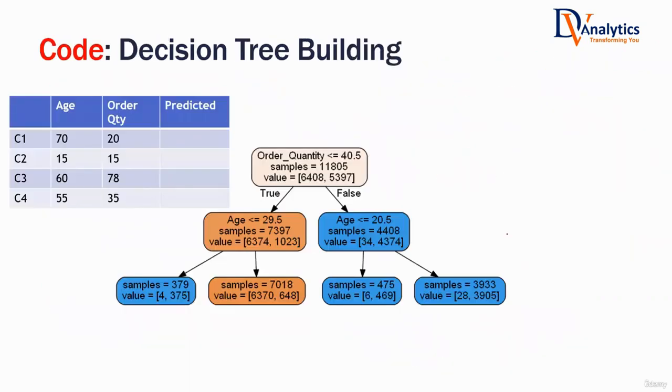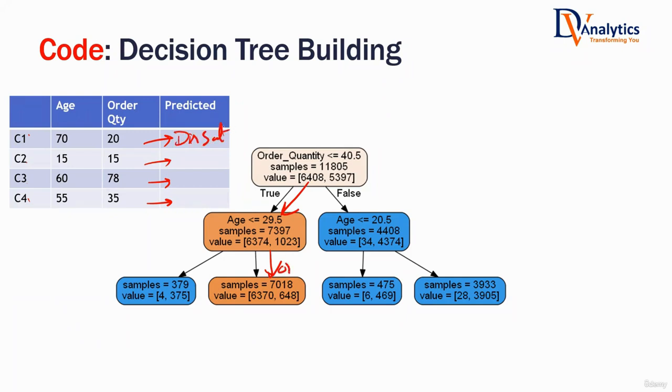That means if you have a list of new customers, customer 1, customer 2, customer 3, customer 4, can you tell me the predicted values? For customer 1, is he going to be satisfied or dissatisfied? Customer 1 has an order quantity of 20 and age of 70. So dissatisfied. He will be falling in this segment, mostly dominated by dissatisfied customers.